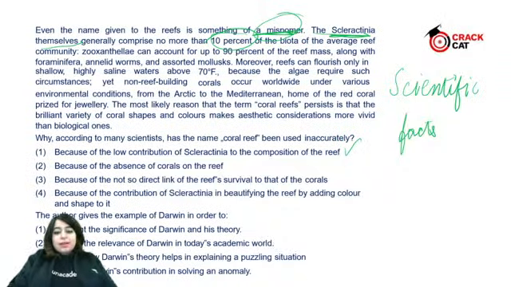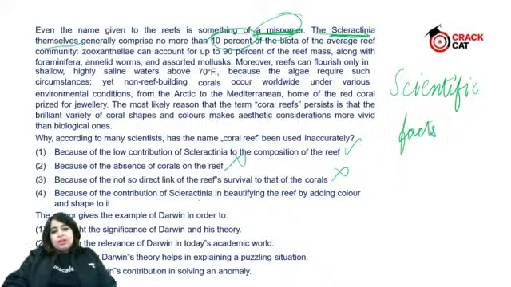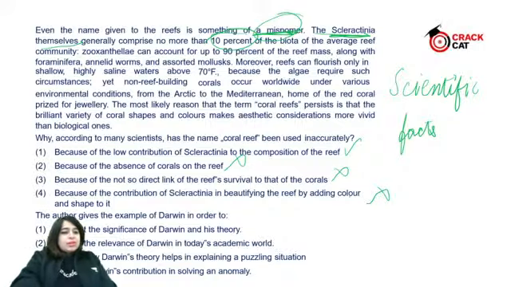We'll still read the other options. It says, because of the absence of corals on the reefs. No, that's not the case. Because of the not so direct link of the reef's survival to that of the corals. Not really. Because of the contribution of scleractinia in beautifying the reef. No, it doesn't talk about beautifying, just that there is a low contribution of scleractinia. So the answer should be the first one. Let's get the next one.